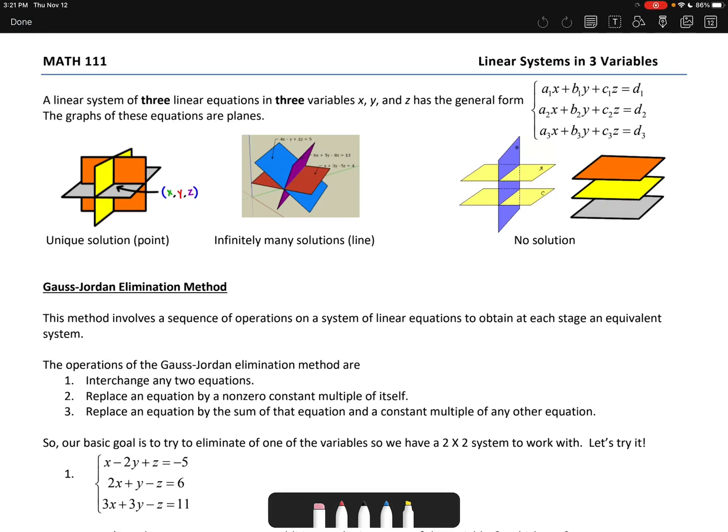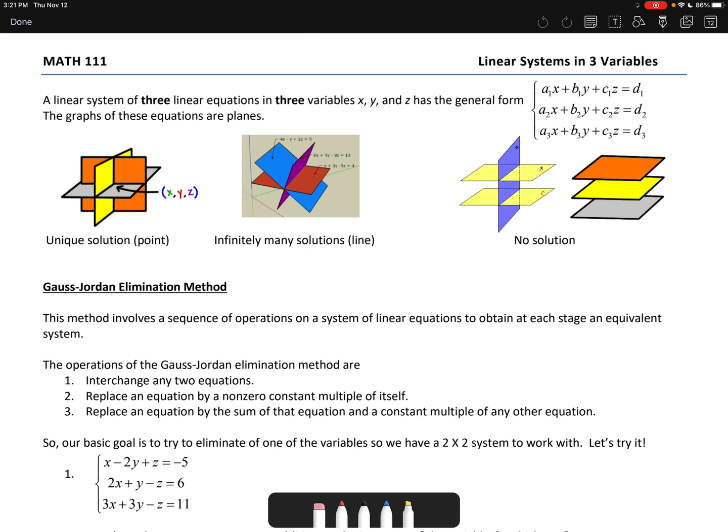Now we want to look at solving a linear system with 3 equations and 3 variables. So you can see the general form of that. So we're going to have 3 different variables, and there are 3 different types of solutions that you can get from these. You can get a unique solution, which is that all 3 of these planes, because they're 3-dimensional, cross at a single ordered triple, x, y, z.